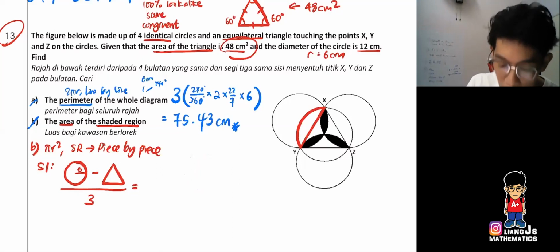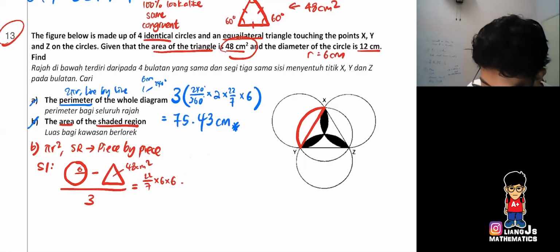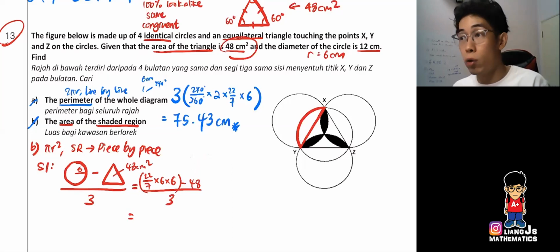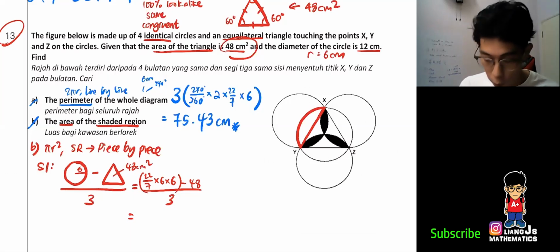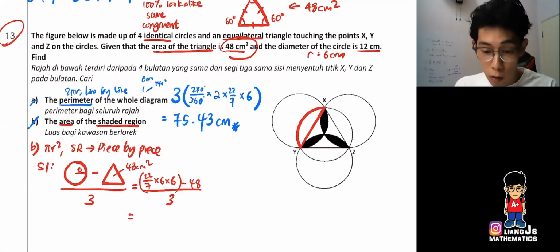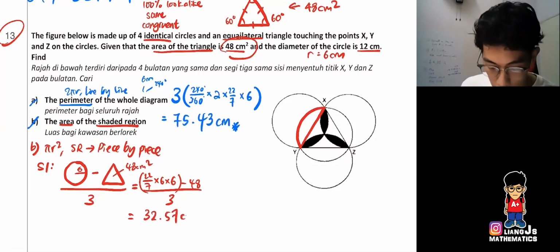So let me quickly work out that part. This one is 48, by the way. So 22/7 times 6 times 6 minus 48, and then the whole thing divided by 3. Whoa, then the student will say, teacher, got decimal. 2 decimal points. 22/7 times 6 times 6, and then minus 48, then divide by 2. Hey, wait. Did I type wrongly? 6 times 6 minus 48, then divide by 2. Oh, okay, 32.57 cm square.